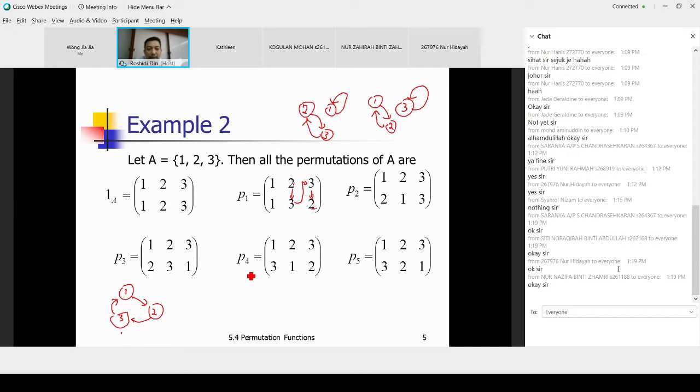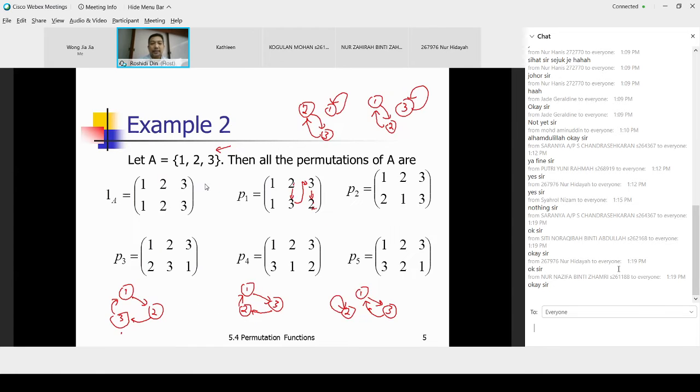For the fourth permutation, 1 maps to 3, 3 maps to 2, 2 maps to 1. Another permutation that can happen for this set is 1 maps to 3, 3 maps to 1, and 2 maps to itself. These are the possible permutations when we refer to this set 1, 2, 3. That's the idea of permutation in a set itself.